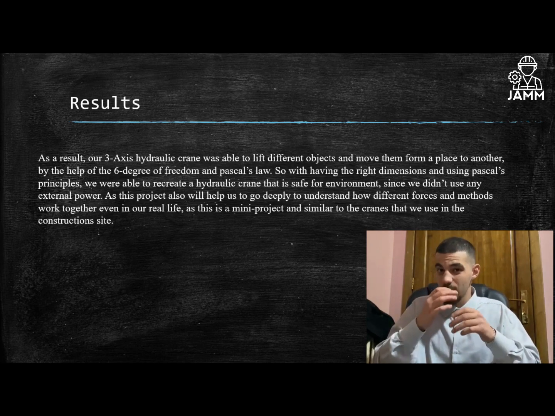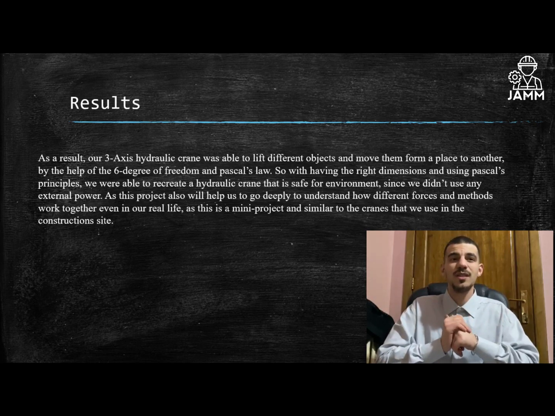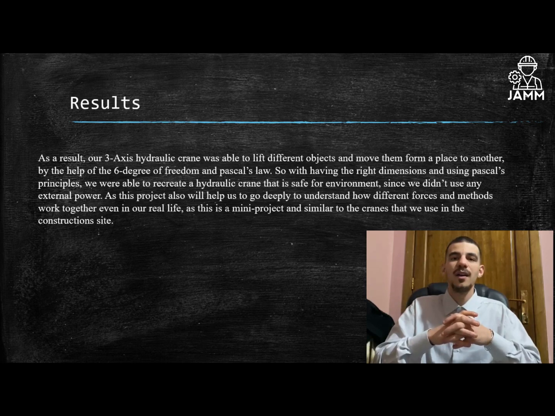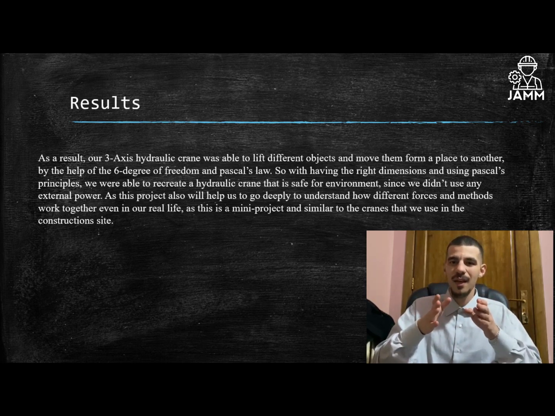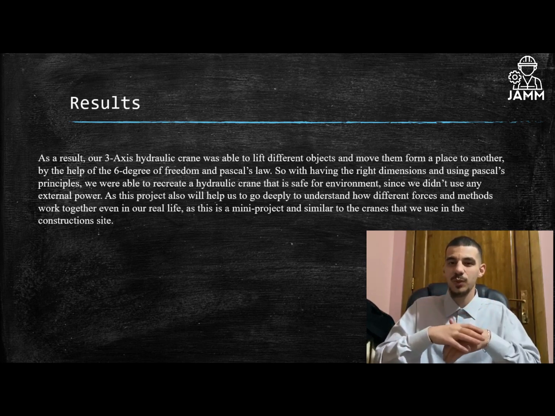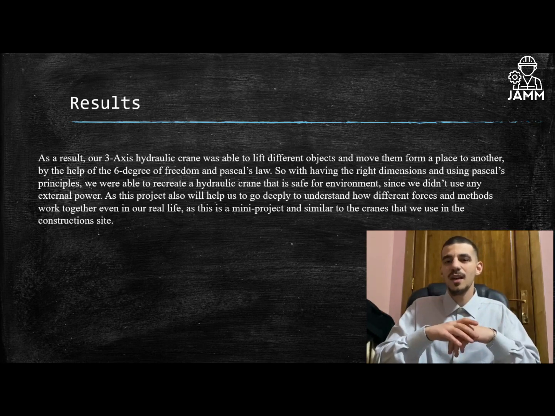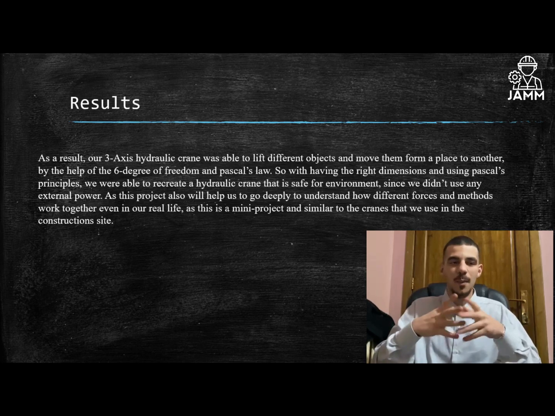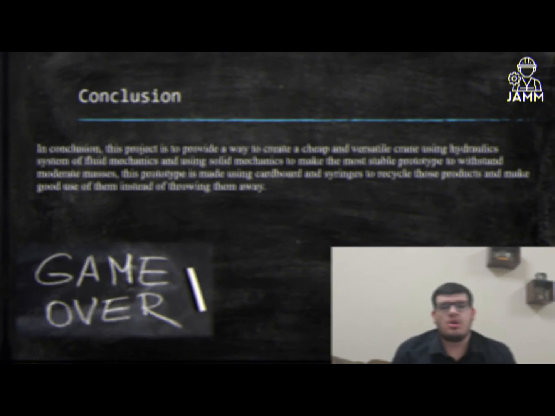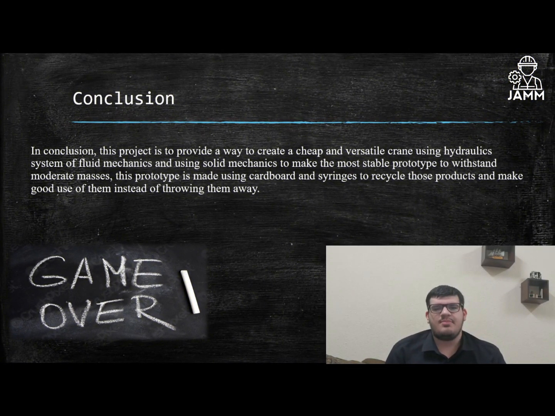It's a prototype, actually. We didn't use any external power. We just used mechanical power. It's just to help us understand the concepts behind the forces and how the mechanics are used. It's a small prototype crane to help us understand how big cranes are used on construction sites. In conclusion, this project provides a very simple and easy way to create a versatile hydraulic crane using recyclable materials found in our everyday lives, with the help of fluid and solid mechanics.